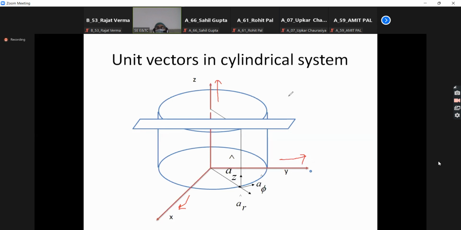That is my rectangular coordinates' unit vectors. Now suppose this is a point, this point P in the cylindrical coordinates. So this point lies in all the three planes, right? Because it is an intersection of three planes, so it has to lie on all the three planes. So as you can see, this point lies on the three planes.